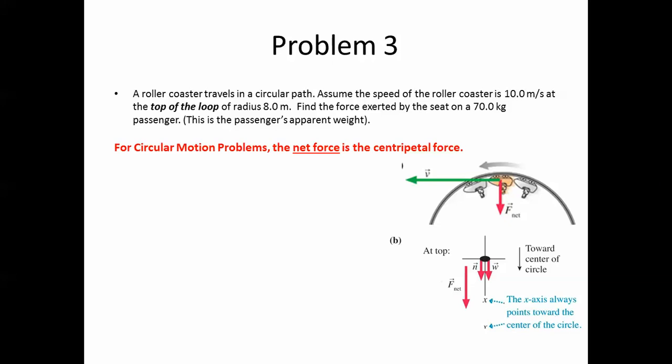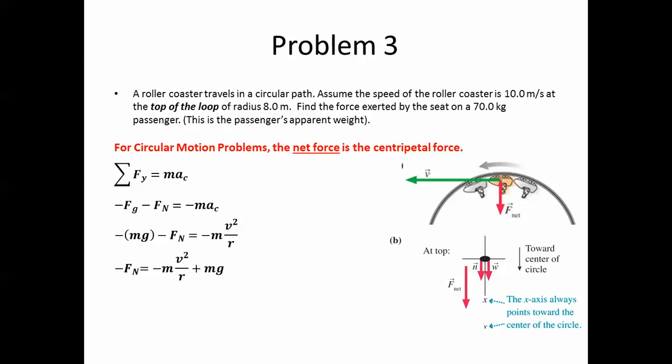In the y direction, we're going to add our forces together. Now notice, all of our forces are pointing downward, which means we're going to use negatives for these forces. In the y direction, we have a negative force of gravity, a negative normal force, and added together we get a negative centripetal force, or negative m a_c. We can replace F_g with mg, we can replace centripetal acceleration with v squared over r. And we're looking to solve for normal force. So we're going to rearrange the equation to get our variables separated.